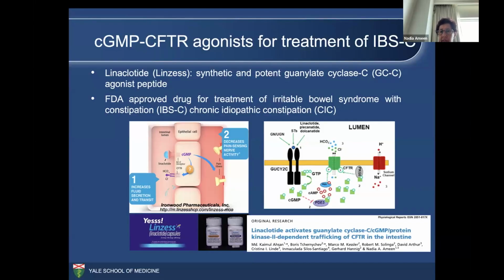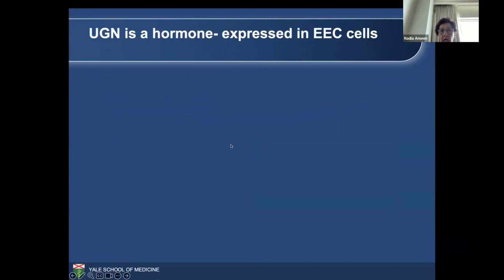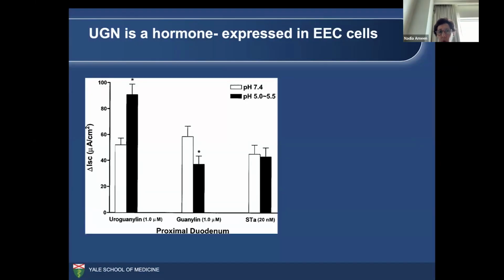So bear this concept in mind, because I'm going to show you some data about this later. Uroguanilin, as I said, is the hormone encoded by GUCA2B that was widely thought to be expressed in enteroendocrine cells. And this hormone stimulates an alkaline secretion in the proximal small intestine where it's acidic, and that's where it's highly enriched.